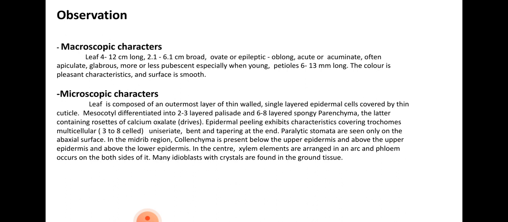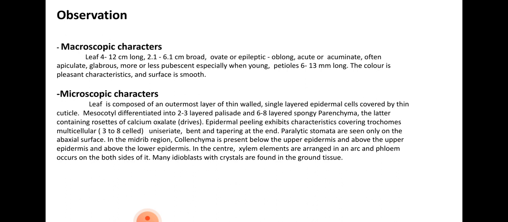Here, first I take the transverse sections of the leaves and the stem. Following observations I have seen. First one, macroscopic characters. In general, the leaf of Tylophora indica is 4 to 12 cm long and 2.1 to 6.1 cm broad. The shape of this plant is ovate to elliptical, oblong, acute, with an acuminate apex. This plant is often apiculate, glabrous, and more or less pubescent, especially when they are in the young stage.